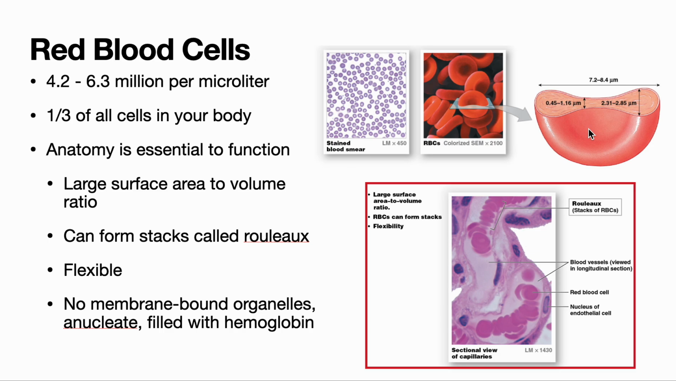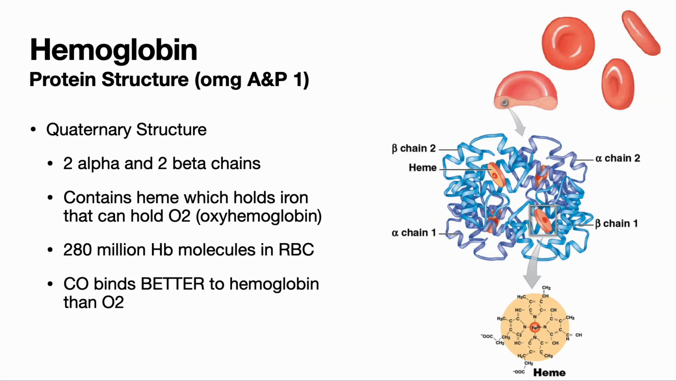And they have no membrane-bound organelles. So all those things you learned in AP1 way back when, all those organelles, they don't have any of those membrane-bound organelles. They are anucleate, no nucleus, because they are filled with hemoglobin. They've got this one job, and they are designed to carry out that one job of holding on to oxygen and moving it around the body and delivering it.